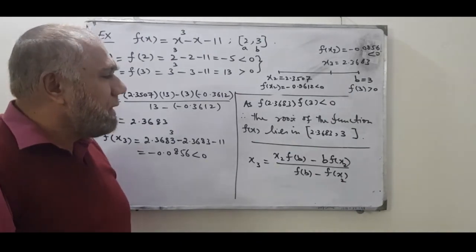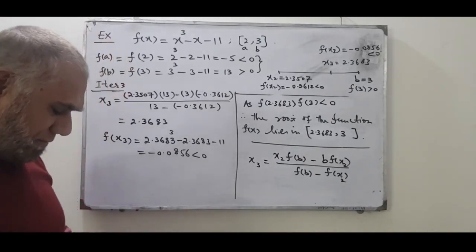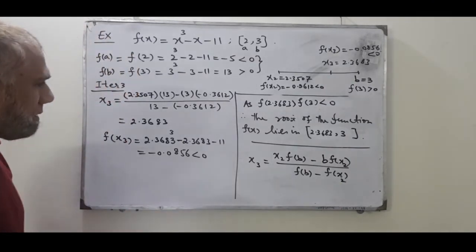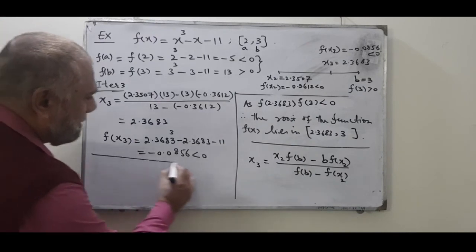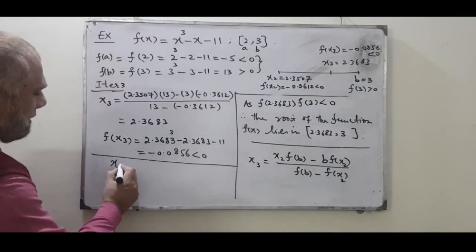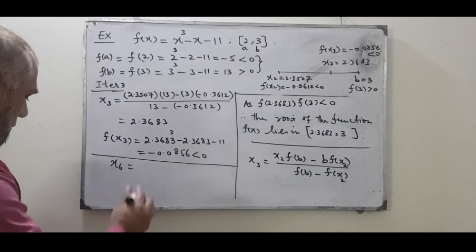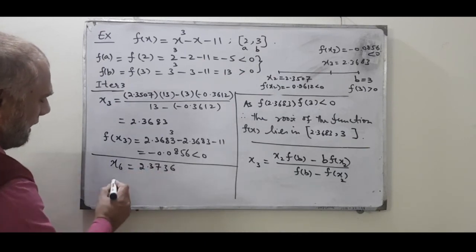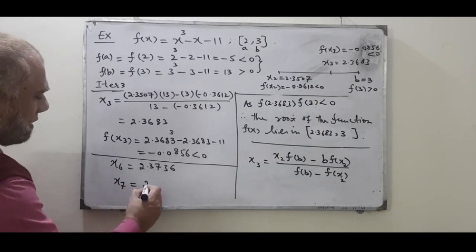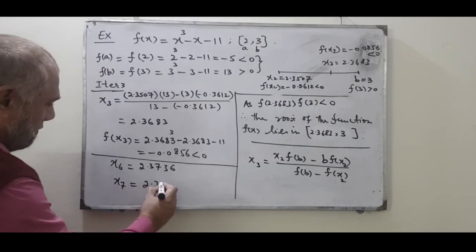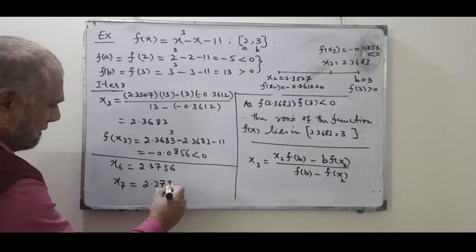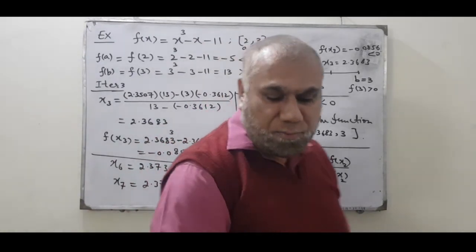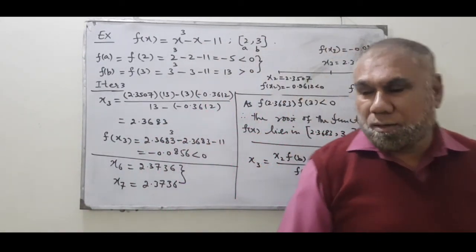So the third iteration completes, and you have to proceed until you get 4 decimal place accuracy. After almost 6 to 7 iterations, I'm writing here the result. At the 6th iteration you will get the output 2.3736, and at the 7th iteration you will observe the result is equal to 2.3736. So here you have the same accuracy up to 4 decimal places for 2 consecutive iterations at the 6th to 7th iteration.